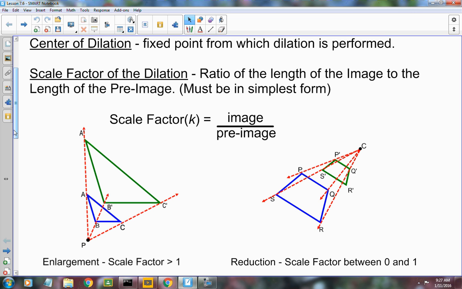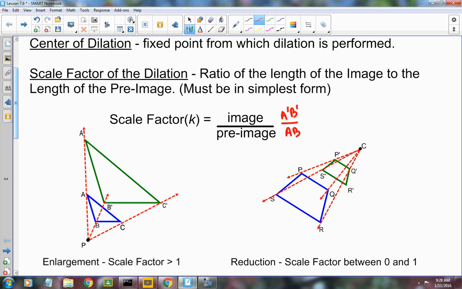So if we look here, this right here is an enlargement, okay? We're going from blue to green. Notice how the blue has the letters A, B, C, and the green has letters A prime, B prime, C prime. When you talk about this, your primes are your image, and the ones without the primes are your pre-image. So when you go to set it up, you take a side, let's say side AB, and the original goes on the bottom, and the enlargement or the reduction goes on the top, okay? So it's image over pre-image.